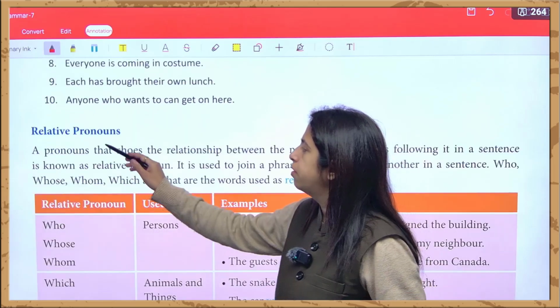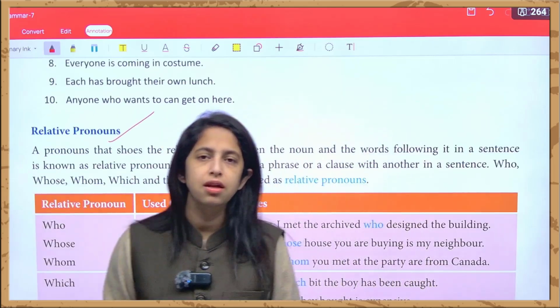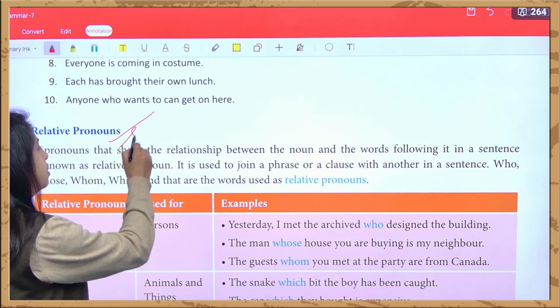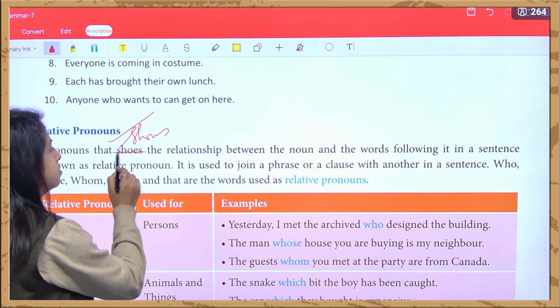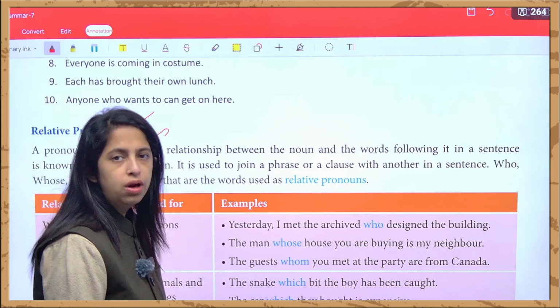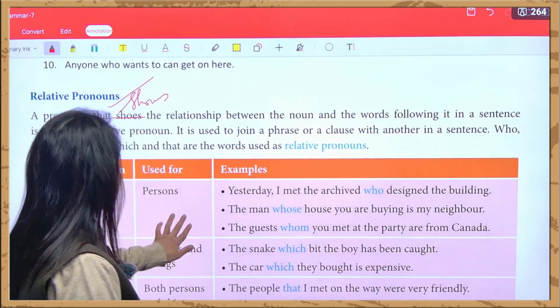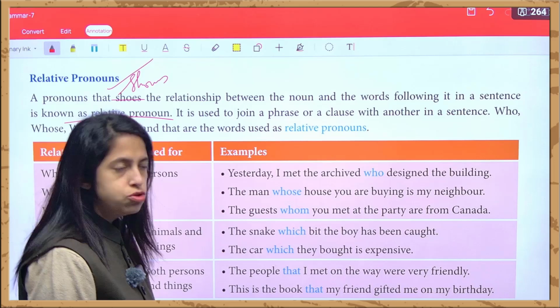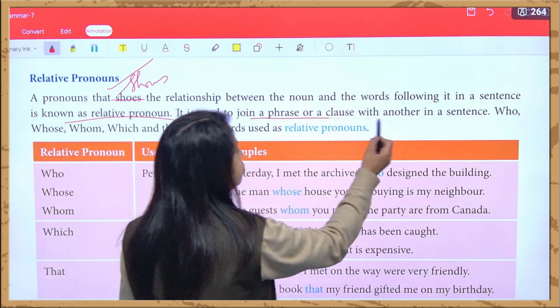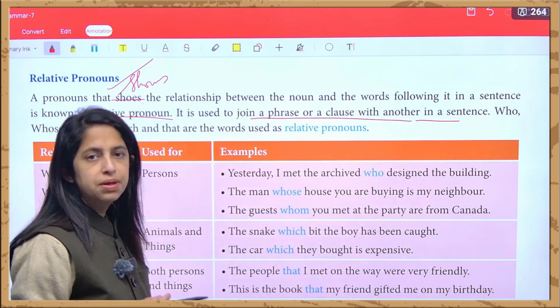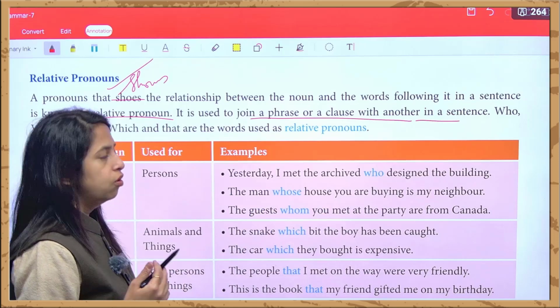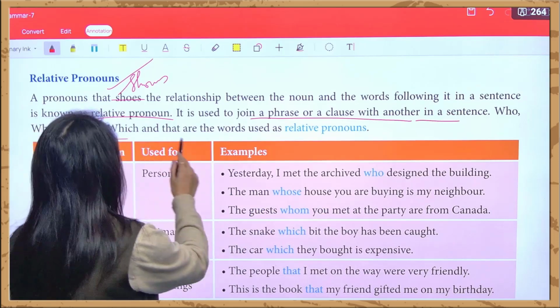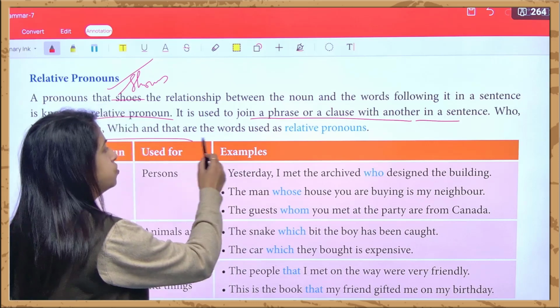Now, moving on to the relative pronouns. Relative pronouns basically क्या show करते हैं? ये shows नहीं है, this is shows. Just correct this. It shows the relationship between noun and the words which are following it in a sentence. उनको हम relative pronouns बोलते हैं and it is used to join a phrase or a clause with one sentence. मतलब sentence में phrase और clauses को join कर लेते हैं, जैसे कि who, whose, whom, which.